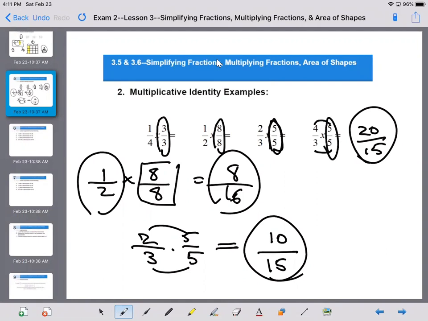So when we started out with fourths, to multiply by 3 divided by 3, we ended up with twelfths. We started out with halves, multiplied by n divided by n, or 8 divided by 8, we end up with 16ths. Started out with thirds, multiplied by 5, now we ended up with 15ths.